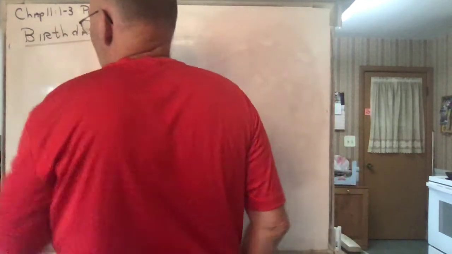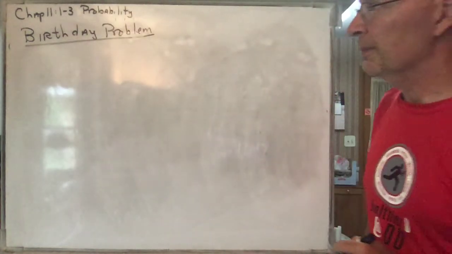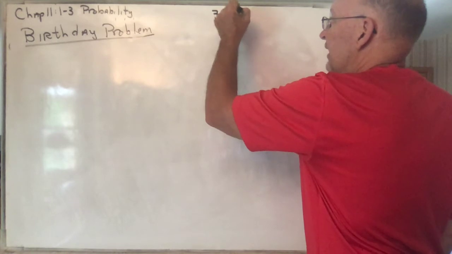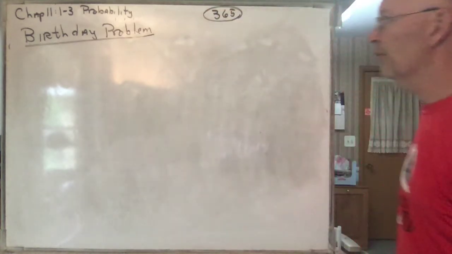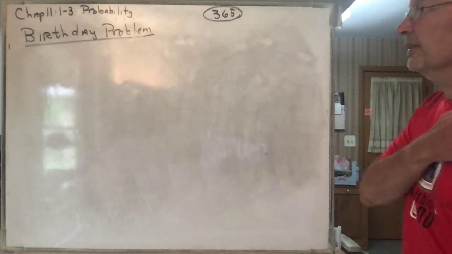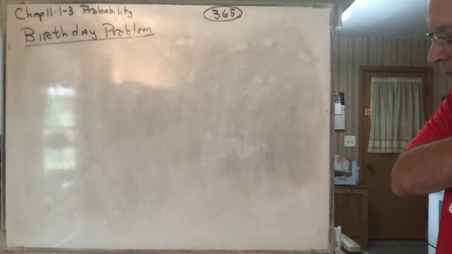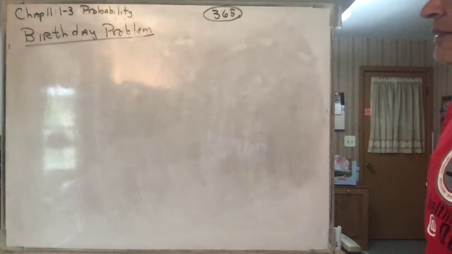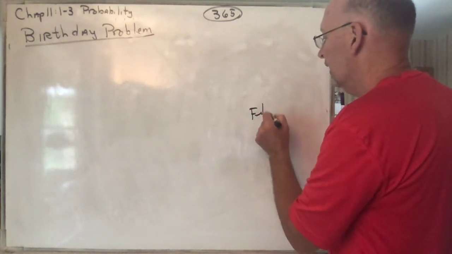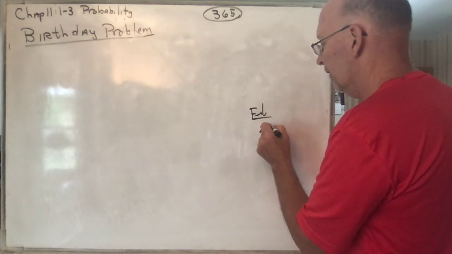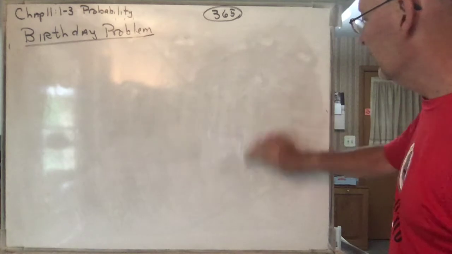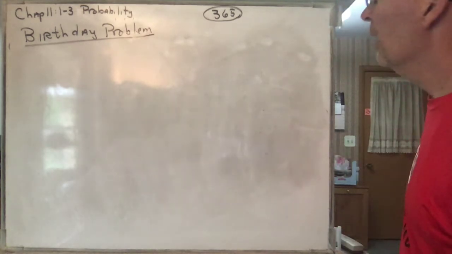Here's the question. There's 2 parts to it. First of all, we're going to assume 365 days in a year. I realize that every 4 years you have a leap year, but let's just assume it's 365. Most of the time, that's what you have. If anyone's born on February 29, we'll lump them in with February 28 and call that all one day.